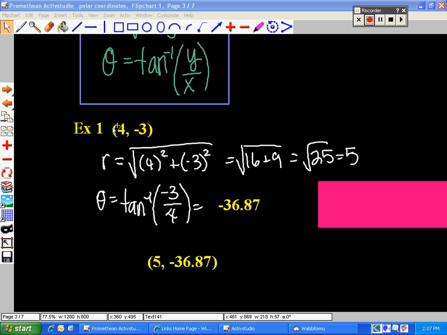Let's think about quadrants. 4, negative 3 is in the positive, negative quadrant. That's the fourth quadrant. Let's check to see that this is in the same quadrant. Negative 36 is in the fourth quadrant, and a positive r keeps it in that same quadrant. So they're both in the fourth quadrant.